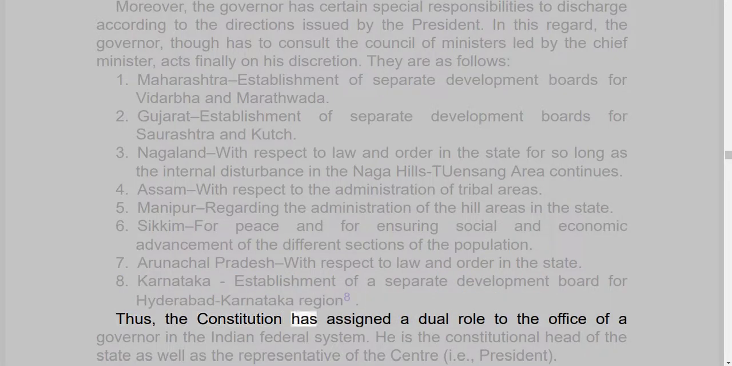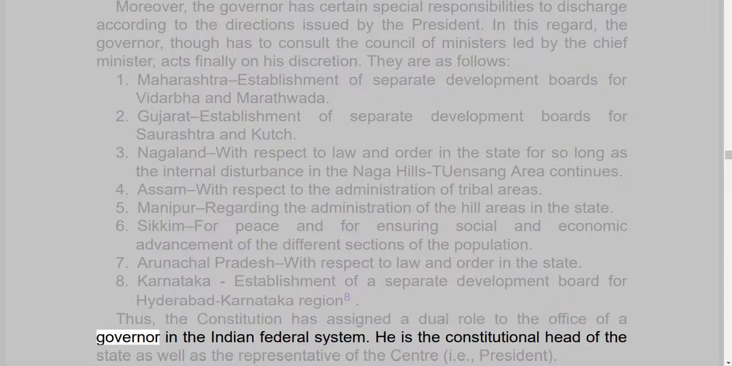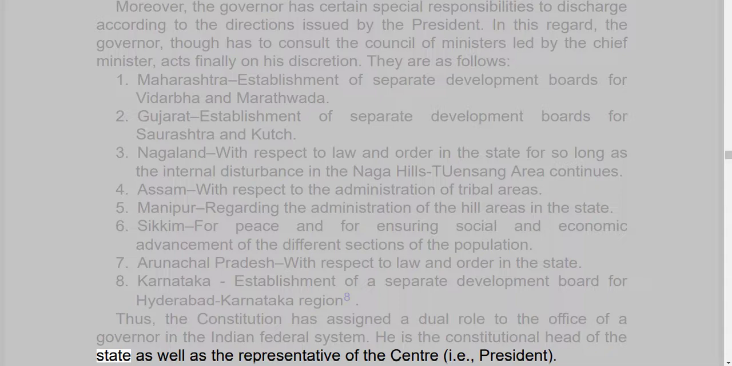Thus, the Constitution has assigned a dual role to the office of a governor in the Indian federal system. He is the constitutional head of the state as well as the representative of the centre, i.e. President.